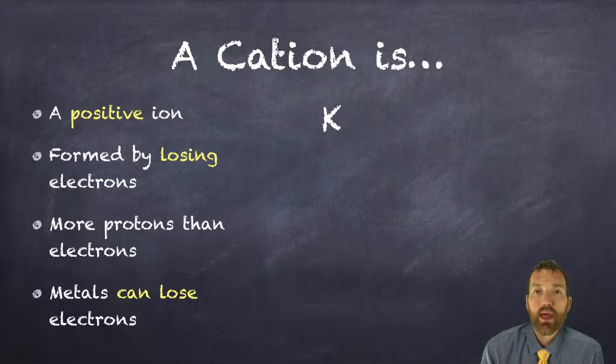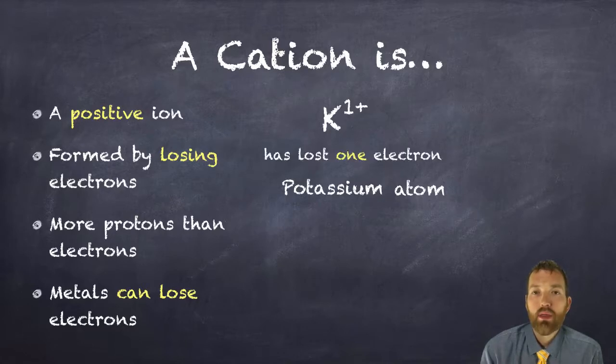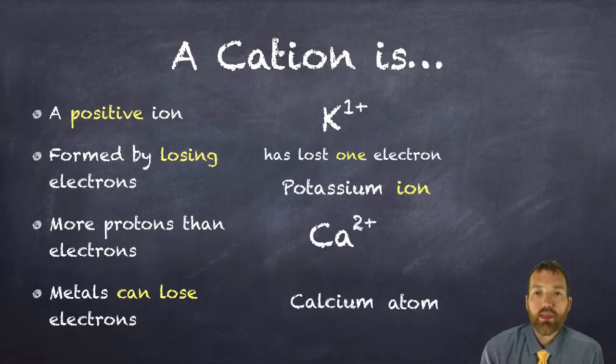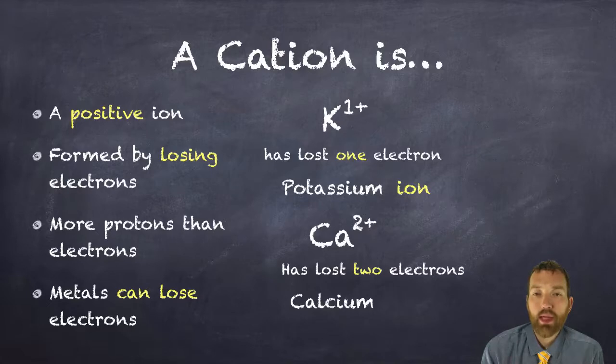So here's a metal like potassium. It is a potassium atom, but if it loses 1 electron, it obtains a 1 plus charge. So it's no longer a potassium atom at this point. To name a cation, it's very simple. All you need to do is add the word ion. So it's not a potassium atom, it's a potassium ion when it loses 1 electron. So a calcium atom loses 2 electrons and it gets a 2 plus charge. So it's not a calcium atom anymore, it is a calcium ion.